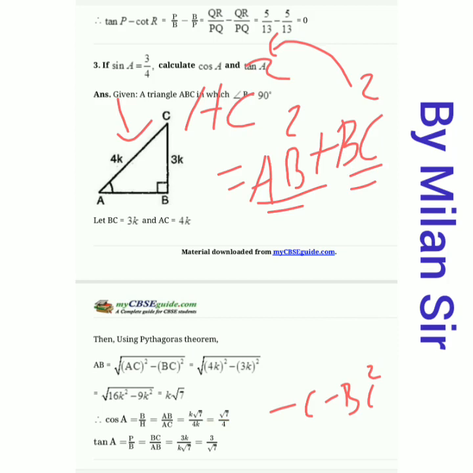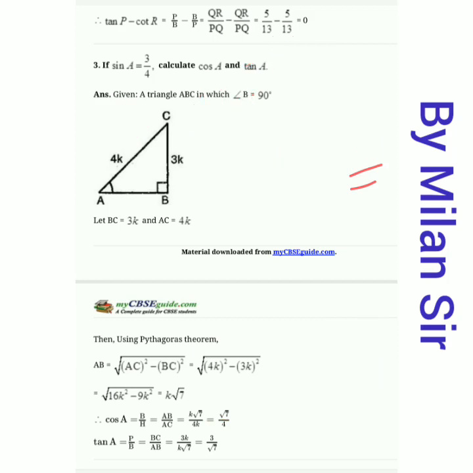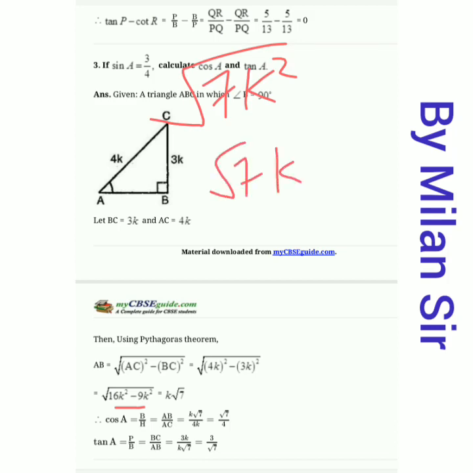And put the value of AC and BC. First of all, using the Pythagoras theorem and this formula, AC equals 4k and BC equals 3k. So find the squares: 4k square is 16k square, then negative sign, 3k all square is 9k square. Then subtract: 16k square minus 9k square is under root of 7k square. Now square root of k square is k, and under root 7 as it is. So AB is under root 7 k.